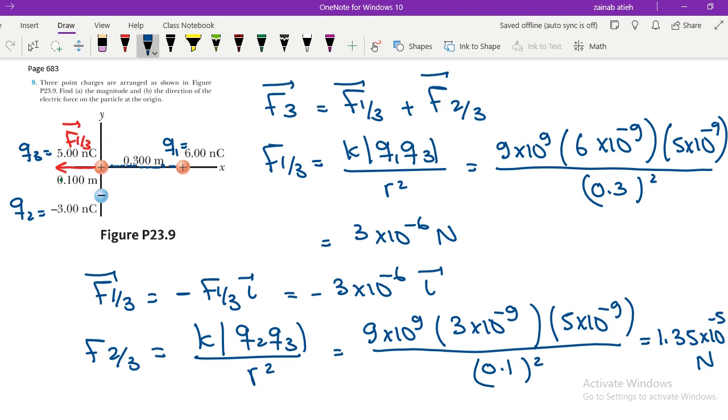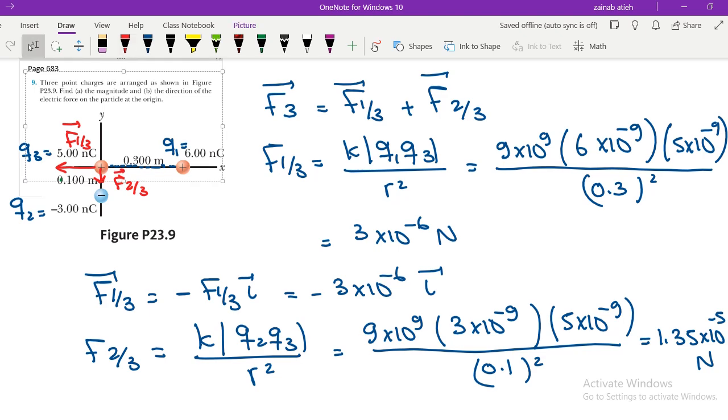Okay, I look at Q2 is negative, Q3 is positive. They have different charges, they have opposite charges, so they will attract each other. Remember, I'm finding the force on 3. So the force exerted by 2 on 3 is drawn at 3. It will be an attractive force like this. So this is F exerted by 2 on 3.